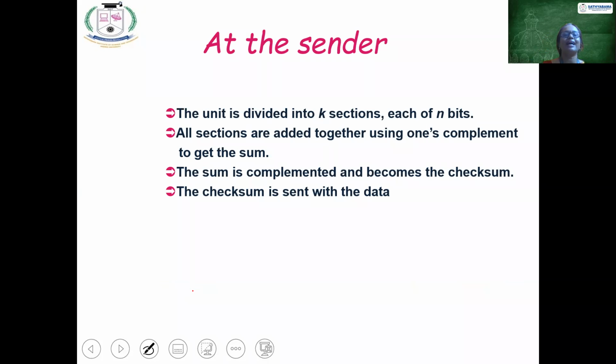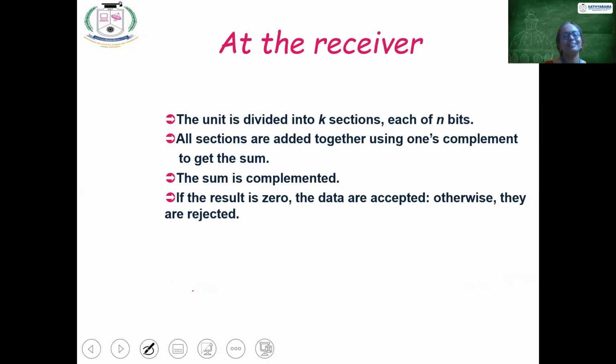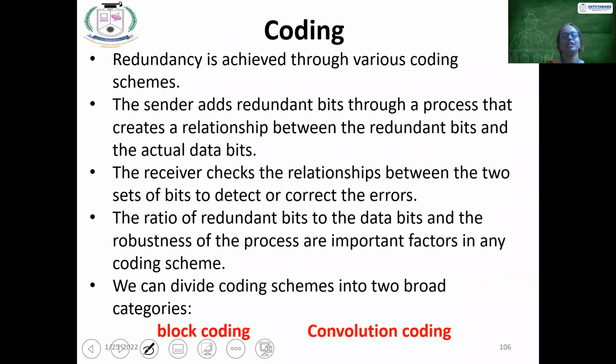So they are saying that this is at the sender side and this is at the receiver side. Is it clear? So we have completed the error detection methods. Have you understood this?